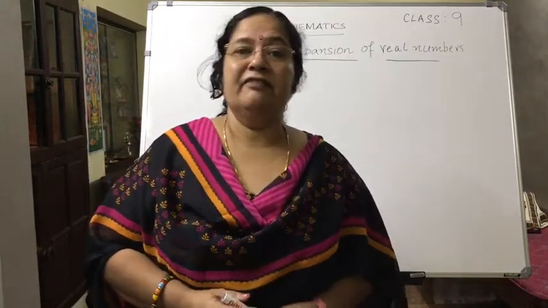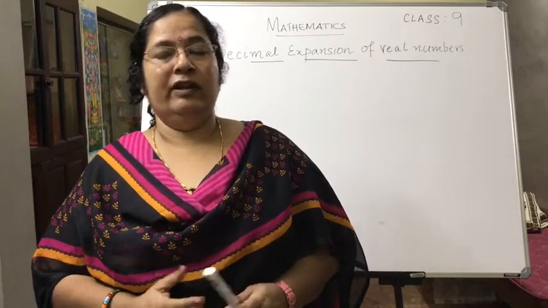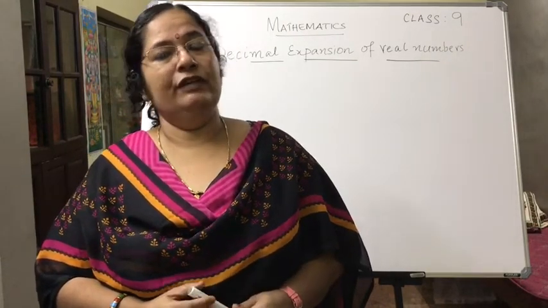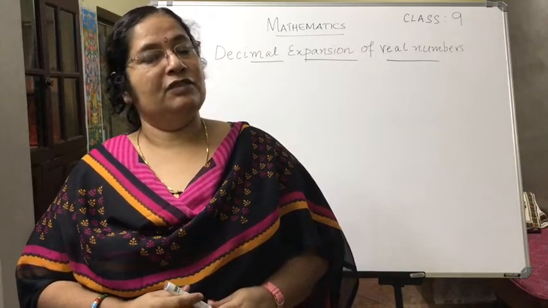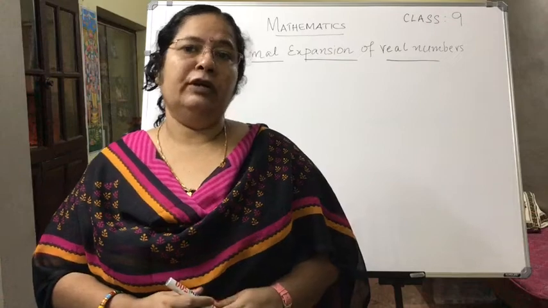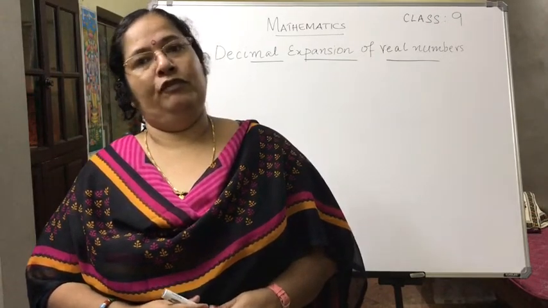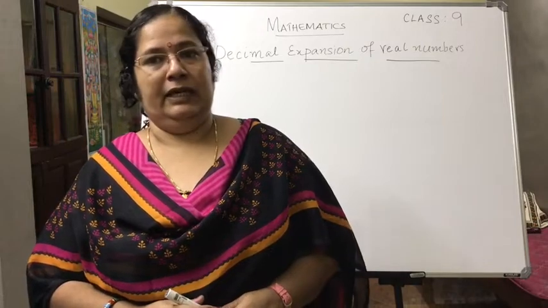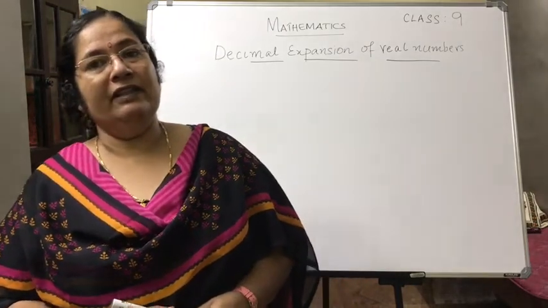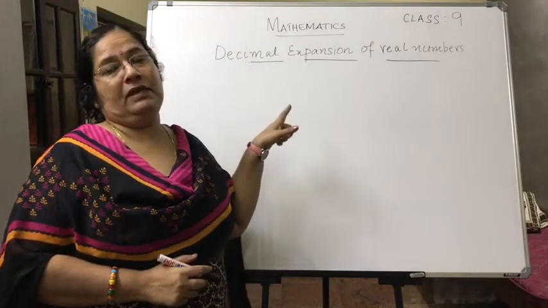Last class we have seen what real numbers are. A combination of rational and irrational numbers together we call real numbers. We have also seen how to locate irrational numbers like root 2, root 3, root 5 etc. on a number line. Now today we will be dealing with decimal expansion of real numbers.